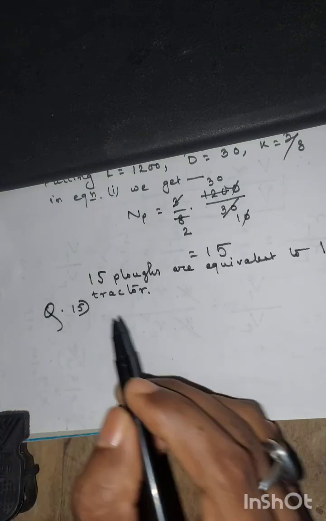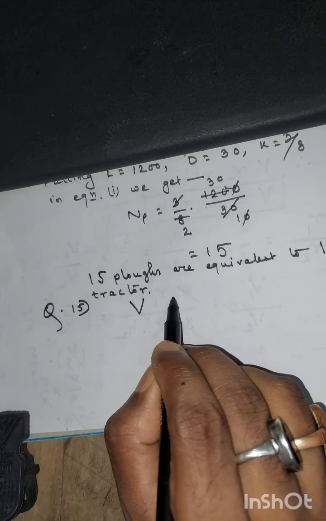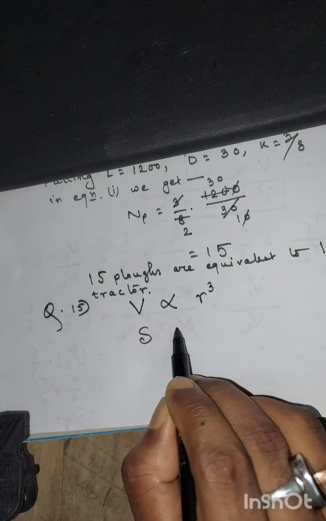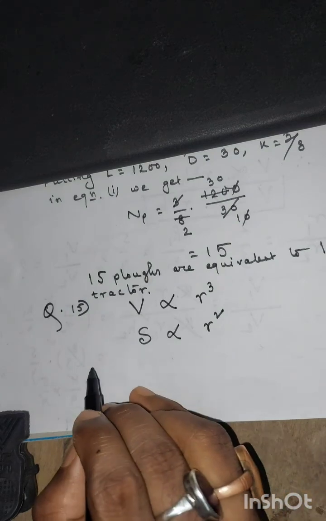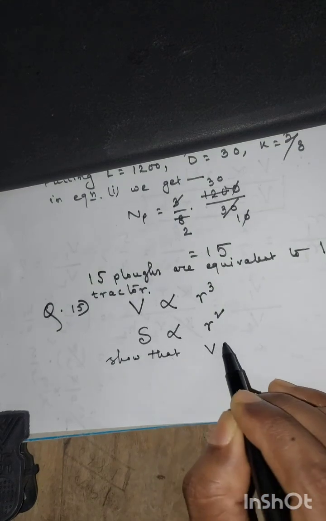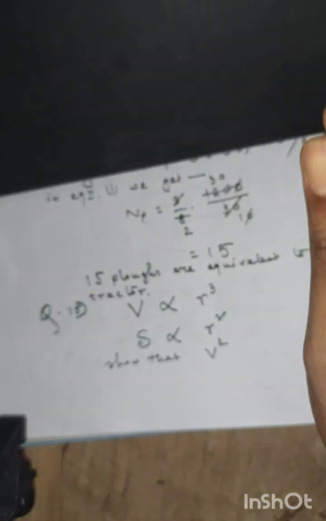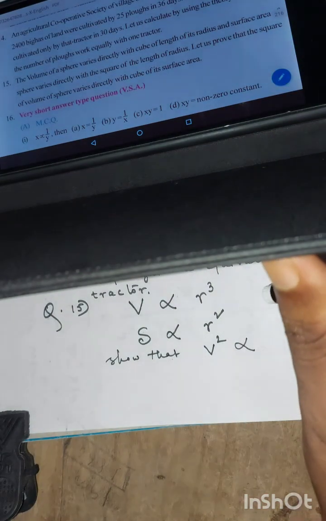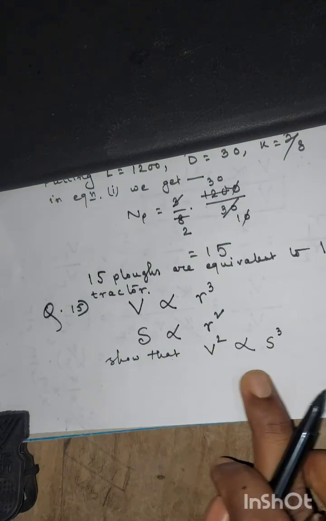Question number 15. It says the volume of a sphere is directly related to the cube of its radius, and the surface area of a sphere is directly related to the square of its radius, and show that the square of volume should vary directly with the cube of surface area. Okay, we need to prove this.